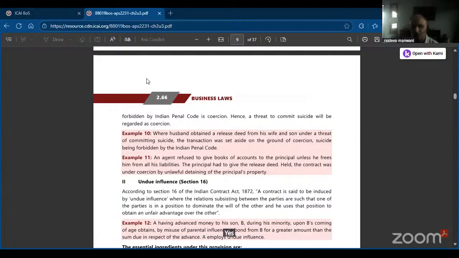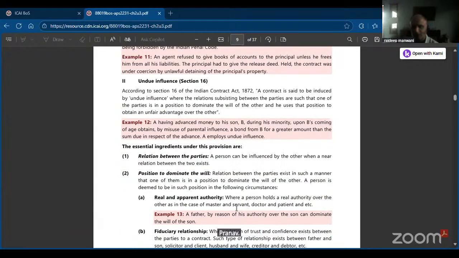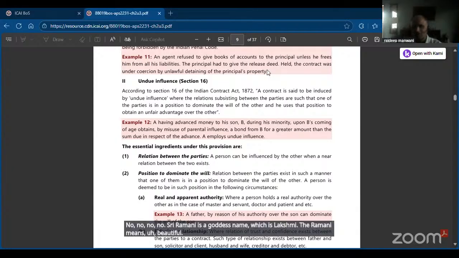Pranav, you're from Tamil Nadu? No, sir, I'm from Karnataka. Okay, let's come to the point. Sana, you're a Tamilian? No, sir, I'm also from Karnataka. Ramani, you're a Tamilian? The name sounds Tamil. Sir, Ramani is a Sanskrit name, pure Sanskrit name. What does it mean? Sri Ramani is a goddess name, Lakshmi. Ramani means beautiful. Yeah, Rama is beautiful.